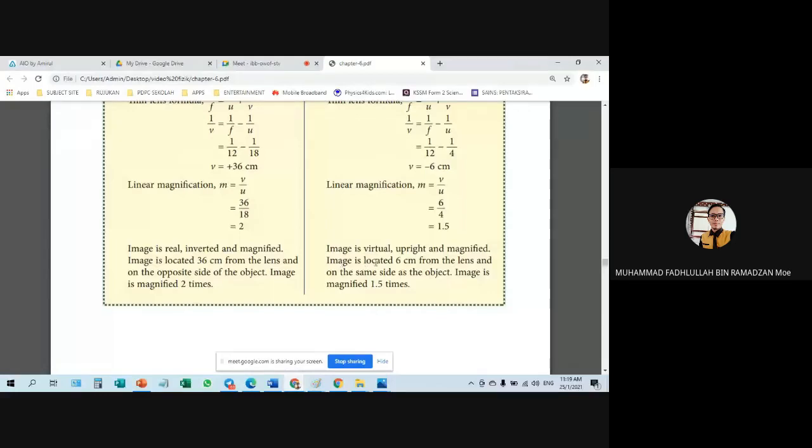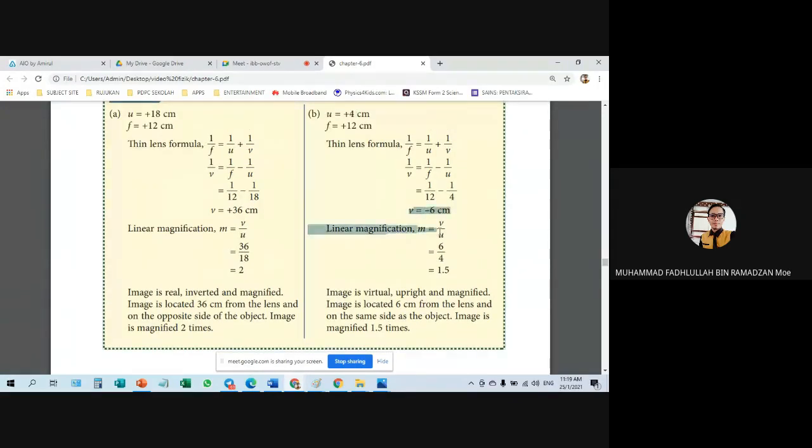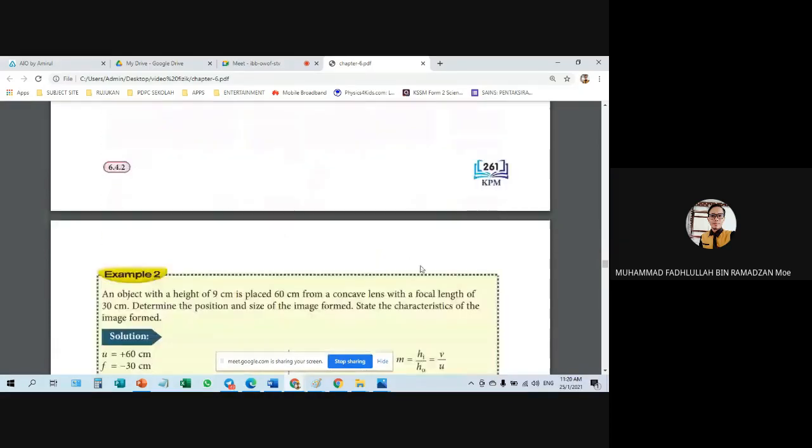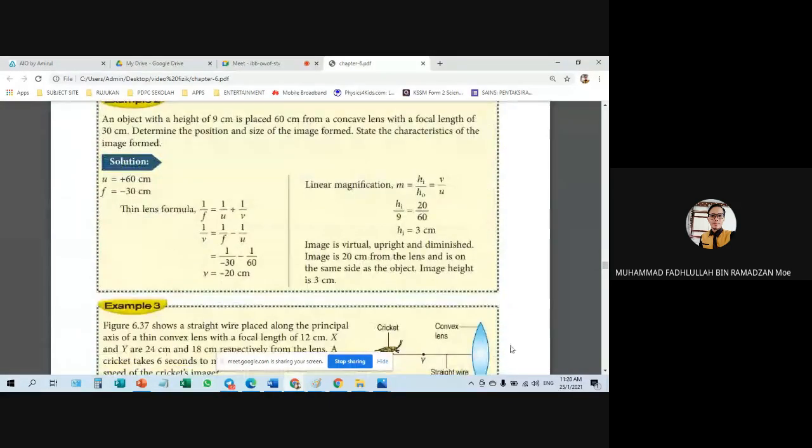Okay. An image is located 6 cm from the lens and on the same side as the object. Sebab kita bagi tahu tadi dia virtual. Bila virtual dia mesti same side lah. Okay. An image is magnified 1.5 times. Based on this one. Ni kena tengok betul-betul balik lah. Saya tak boleh nak buat lama-lama sebab nanti takut data lagi.